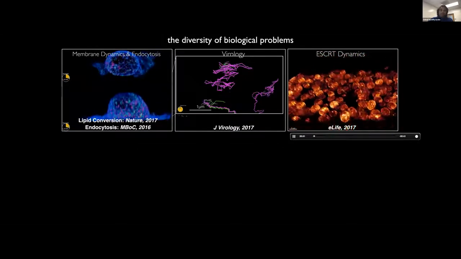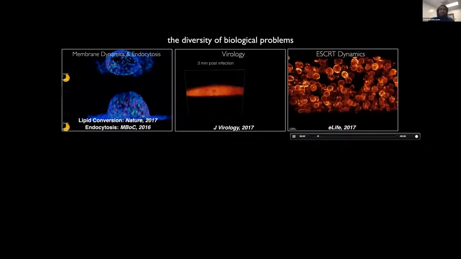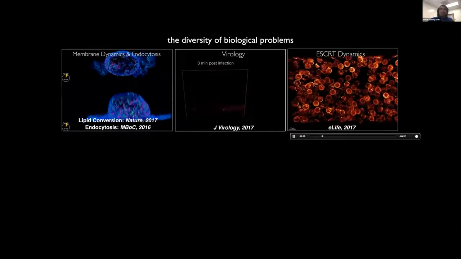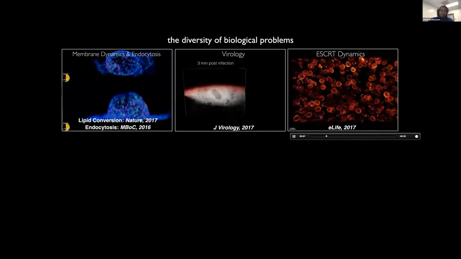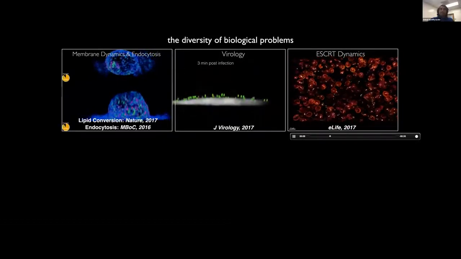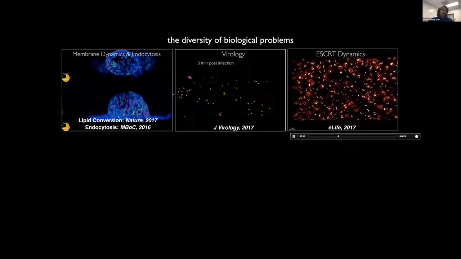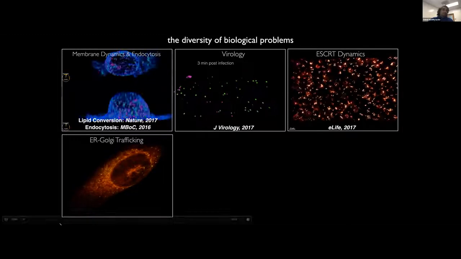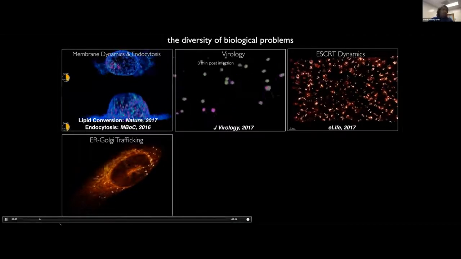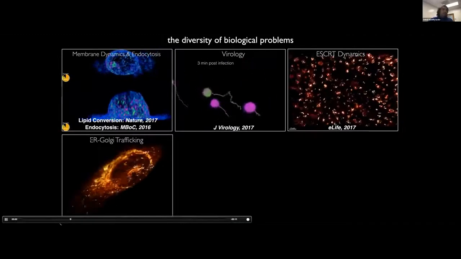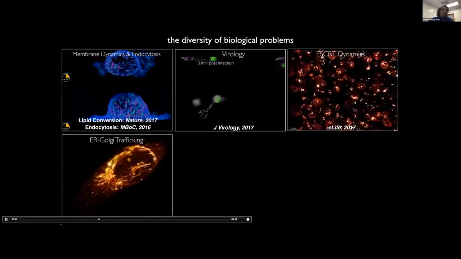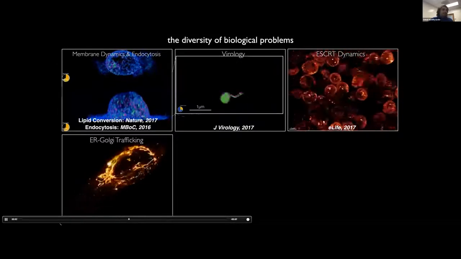So this is now trying to understand mechanistically the dynamics of how you form these AAA ATPase polymers in order to create intraluminal vesicles. We're starting to look more closely at how the trafficking is taking place between ER and Golgi, and this is active work that's taking place.